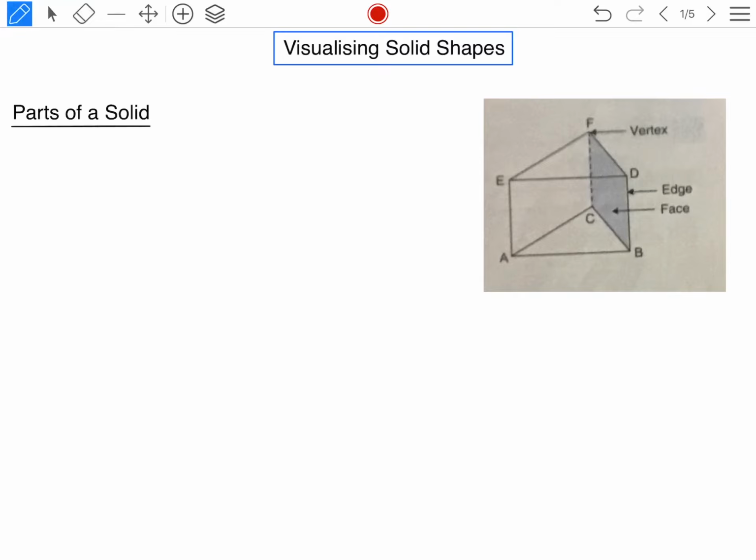So visualizing solid shapes means nothing but how many vertices a shape has, how many edges a shape has, how many faces a shape has, that you should know. Okay, so the first thing is, let us consider a solid. So one diagram I have given here. Here see, one vertex is marked, one edge is marked and one face is marked.